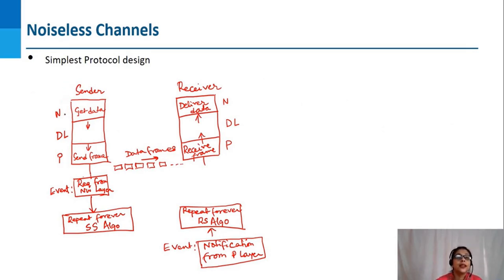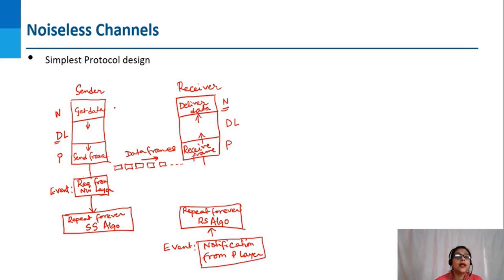We have the sender side. The network layer gives the data to the data link layer. So the data link layer is getting the data from the network layer. It passes it on to the physical layer as frames, and from the physical layer, the raw bit streams are passed on to the receiver side. At the receiver side, again, the physical layer receives the data frames, and it passes it on to the data link layer, and then it delivers the data to the network layer.